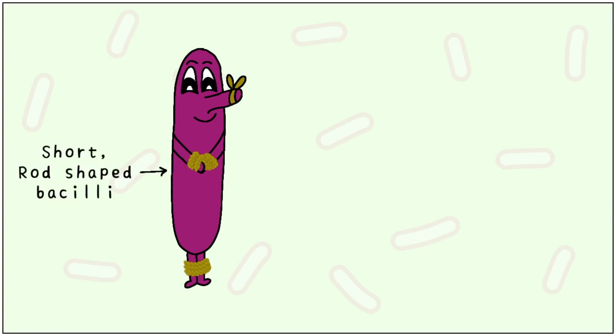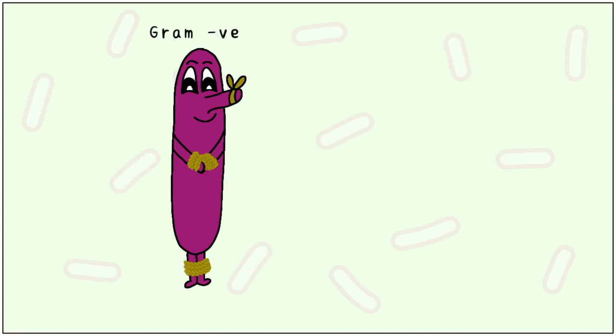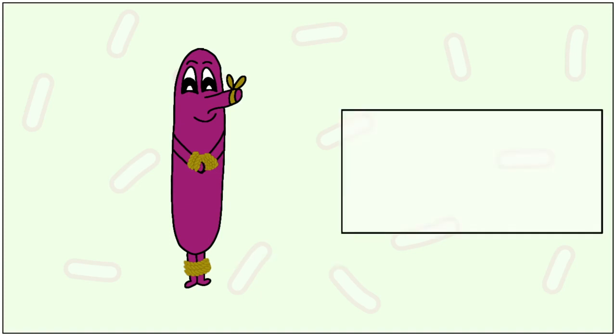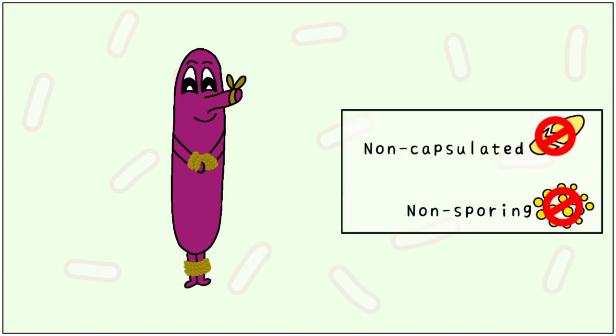Our topic for today is Shigella. Shigella is a short, rod shaped bacilli. It is gram negative and appears pink in color. It is a facultative anaerobe, which is easy to remember by the tape on its nose. Its hands and legs have been tied up, indicating it is non motile. Shigella is non capsulated and non sporing.